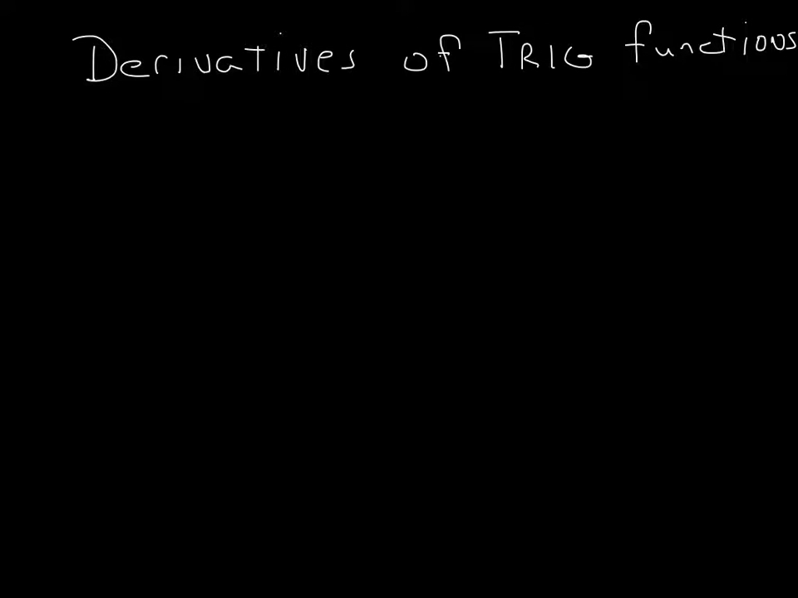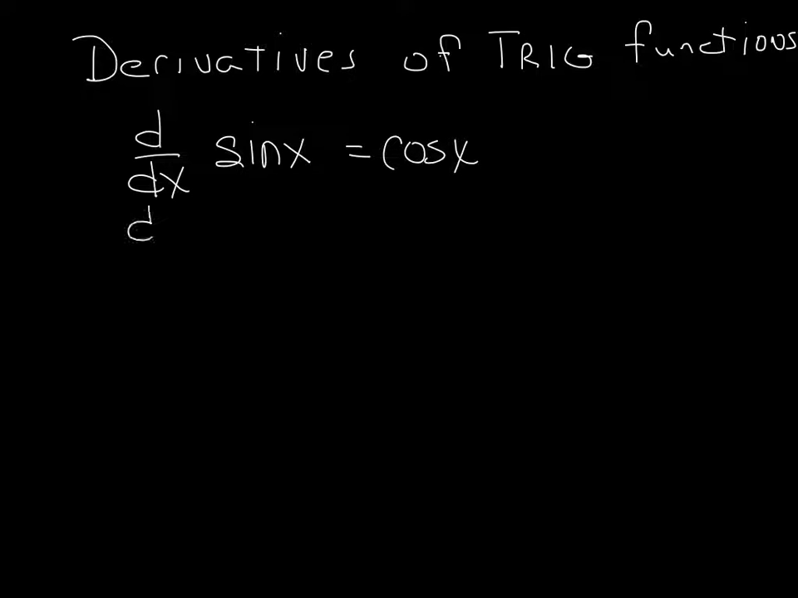Up to this point, we've only looked at derivatives of two trig functions. We found that the derivative with respect to x of the sine of x was the cosine of x, and the derivative with respect to x of the cosine of x was a negative sine of x. Now that we have talked about the product rule and the quotient rule, we can find derivatives of the other trig functions.